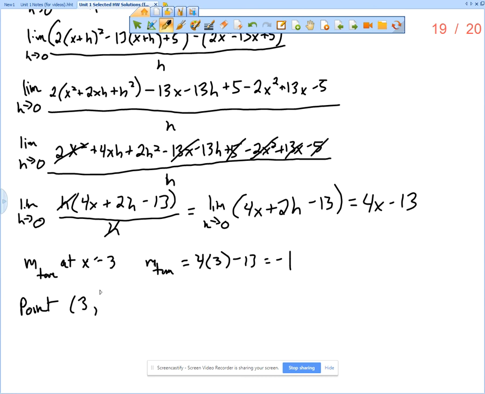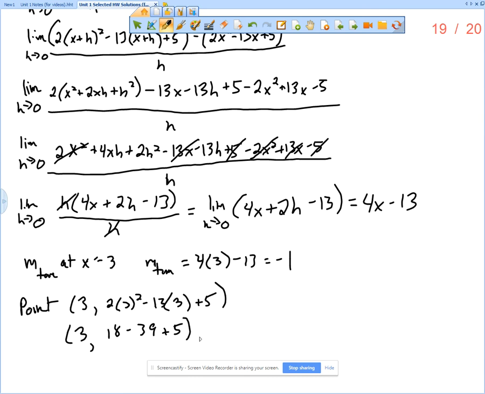So we're going to evaluate the original function at x equals 3. All right, so what is the original function? It's 2x squared. So 2 times 3 squared minus 13x. So minus 13 times 3, and then plus 5. So now we simplify that. So we get 2 times 3 squared. So 2 times 9 is 18 minus 13 times 3, that's 39, right, plus 5. All right, so 18 plus 5 gives me 23. 23 minus 39 gives me negative 16.